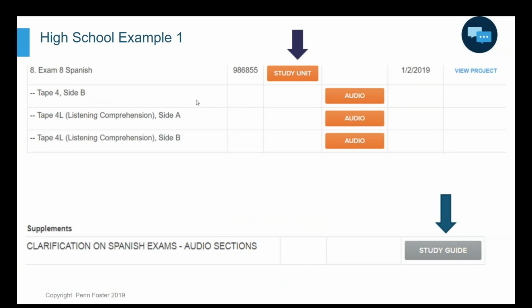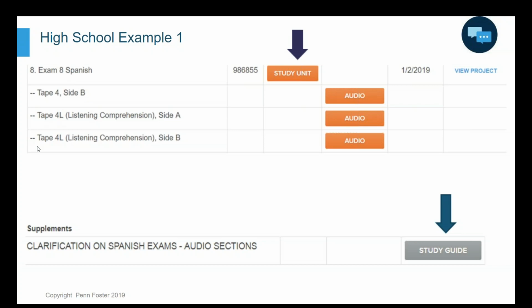The first thing you see is we're working on exam 8 Spanish. We have a study unit. This is where all of your learning lesson material will be. Every study unit does come with a corresponding tape. That would be the tape right below the study unit. So tape 4, side B, goes with a study unit for exam 8.